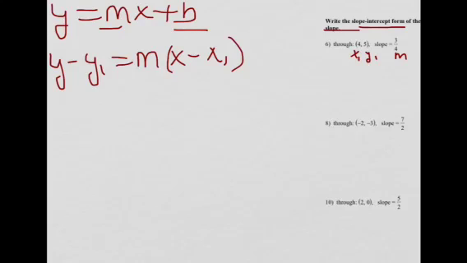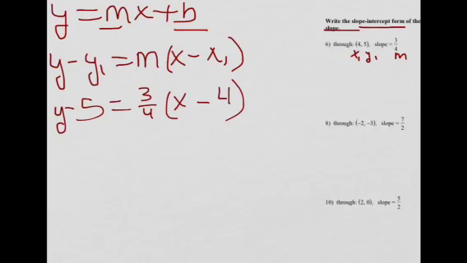Plug and chug, cookbook city from here. It calls for a plain old ordinary y, so you substitute a plain old ordinary y. Minus y1. y1 right here is 5, so I'm going to substitute 5 where I see a y1. Equals, now it asks for an m. m is 3/4, so I'm going to substitute 3/4. Parentheses, x minus x1. I'm going to put a 4 there. Now this would be the equation in point-slope form.